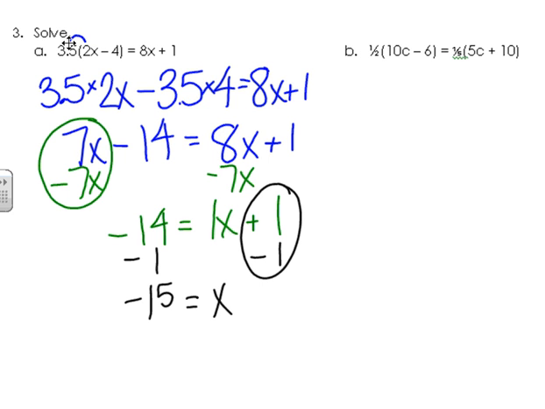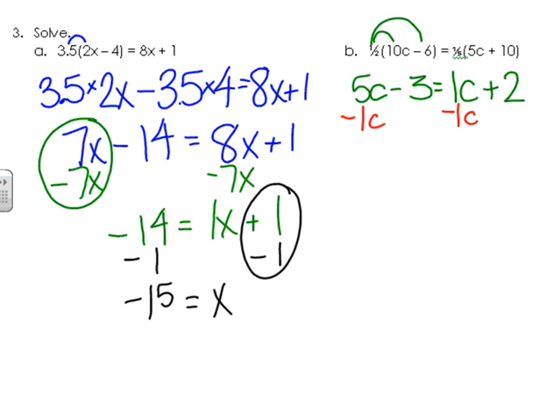All right, part B, we're going to distribute. 1/2 of 10c is 5c. 1/2 of 6 is 3, and I'm subtracting there. 1/5 of 5 is 1c, and 1/5 of 10 is positive 2. Just like part A, I'm going to deal with the variables first. Since 5 is bigger, I'm going to subtract 1c. Again, that's just so that I end up with a positive number in front of the variable.